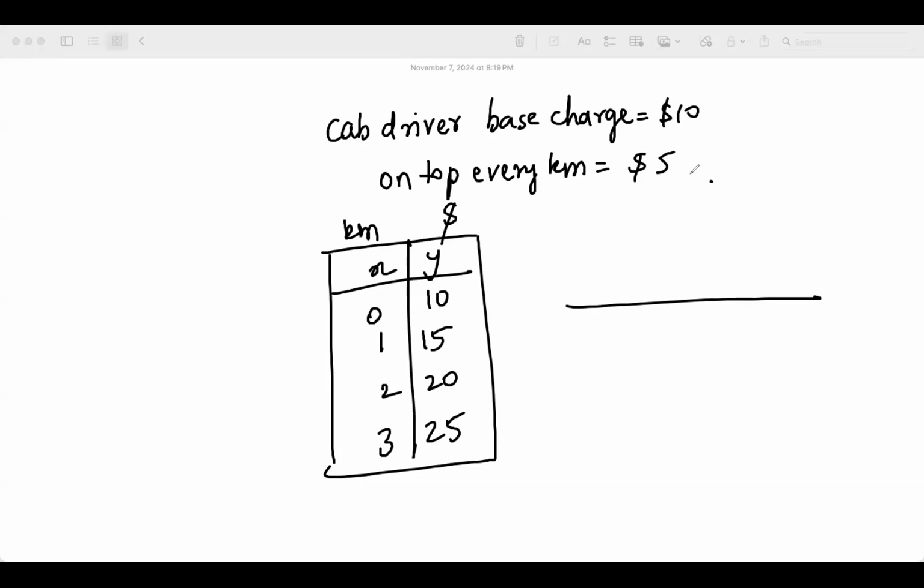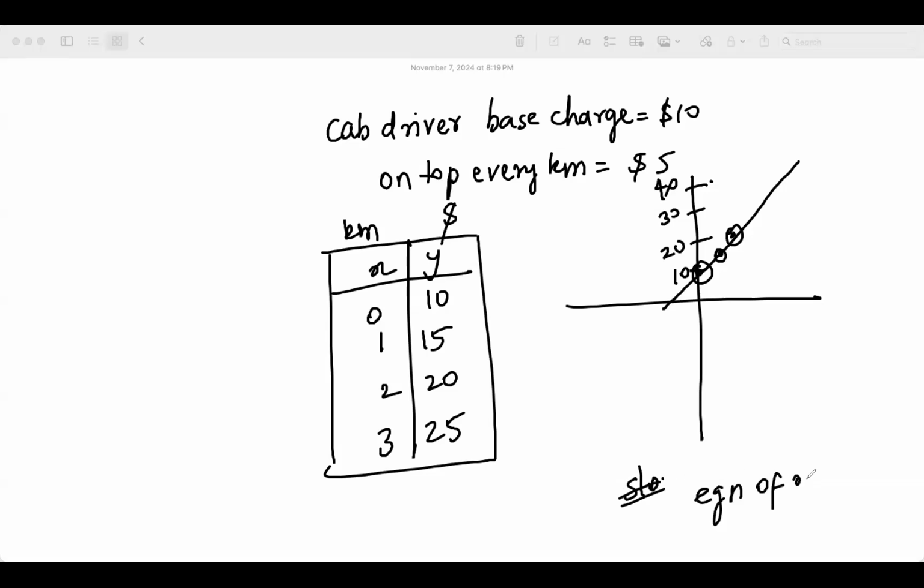We started plotting it. What did we plot? 10, 20, 30, 40, something like that. 0, 10, 1, 15, 2, 20, something of that sort. This was our line. Now, can you tell me the equation of this line? Can you find out the equation of our line? Also tell me what is the slope, what is the y-intercept. Try this. It's not a hard one.